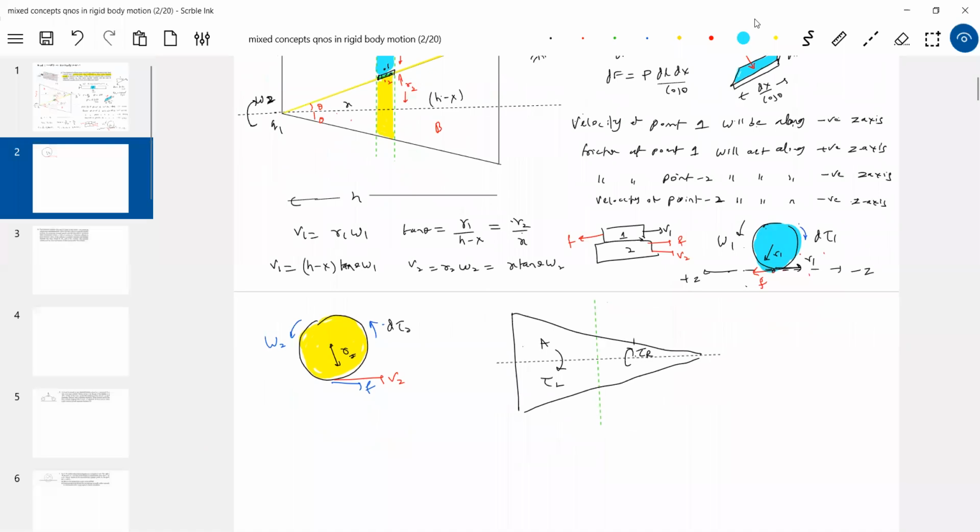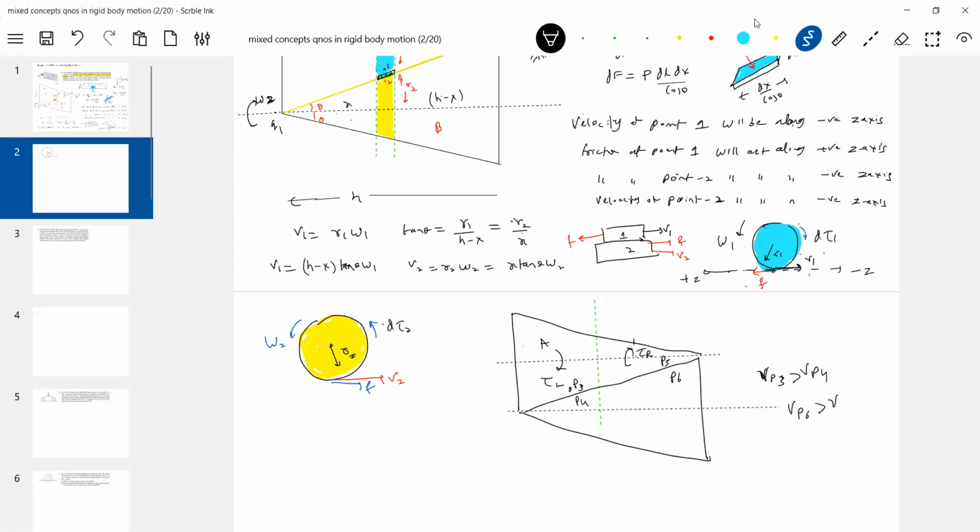I think I'll explain. Nobody is able to understand what I'm saying. Let me choose points here. Now, these are the points. So we'll do one thing: P3, P4, P5, P6. Tell me, which will have more velocity, P3 or P4? VP3 is greater than VP4. Will I agree? VP6 will be greater than VP5.